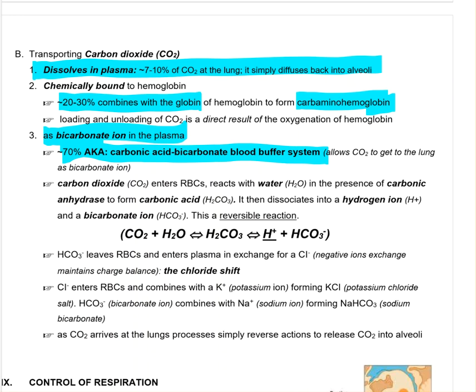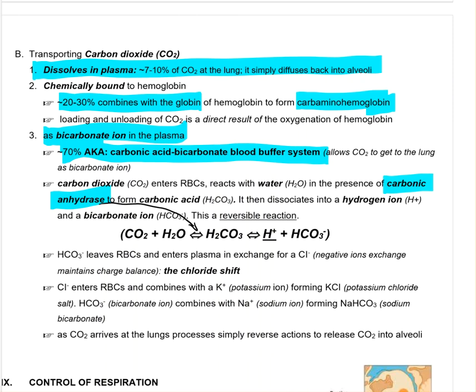Okay. So what happens is carbon dioxide enters the red blood cell and reacts with water. So CO2 reacts with water. And right here, where this double-headed arrow is, there's an enzyme inside the red blood cells. Okay? So this enzyme is carbonic anhydrase, and it is going to act right here.